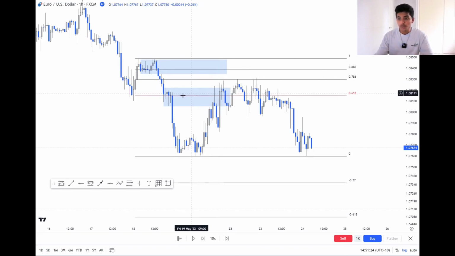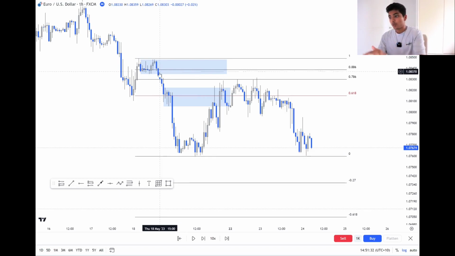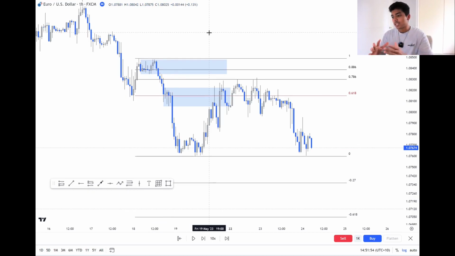So when you see two zones, one which is at a premium zone, 618 is still premium, and when you see another zone that's at an even higher premium zone, which is the 886 in this case, that would mean that this zone is stronger than the 618 zone, simply because it is more premium than the 618 zone. So once you understand that, you can see that you could have avoided this loss right here.